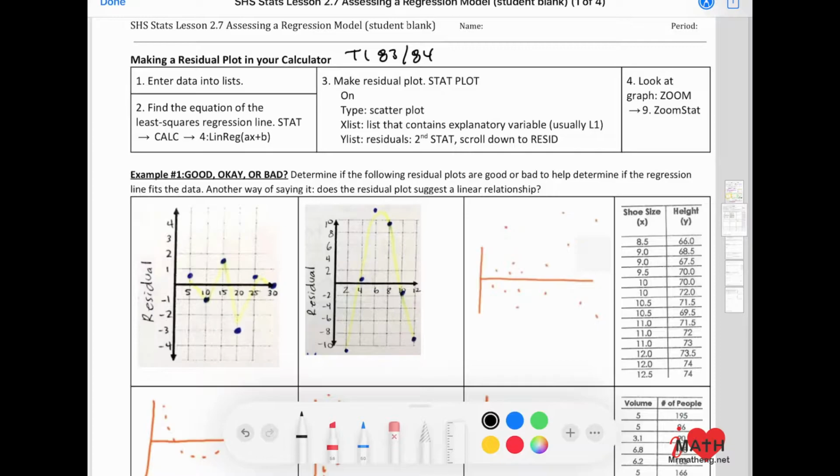Usually in list 1, we're going to put the explanatory variable, and then in the Y list, we're going to put residuals, which is second stat, and then scroll down to residuals, and then we're going to press, look at the graph, and then zoom number 9. Okay, so take a quick picture of this.